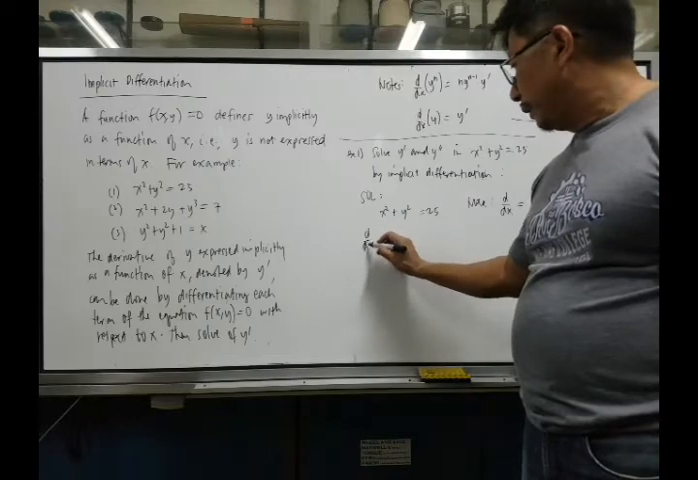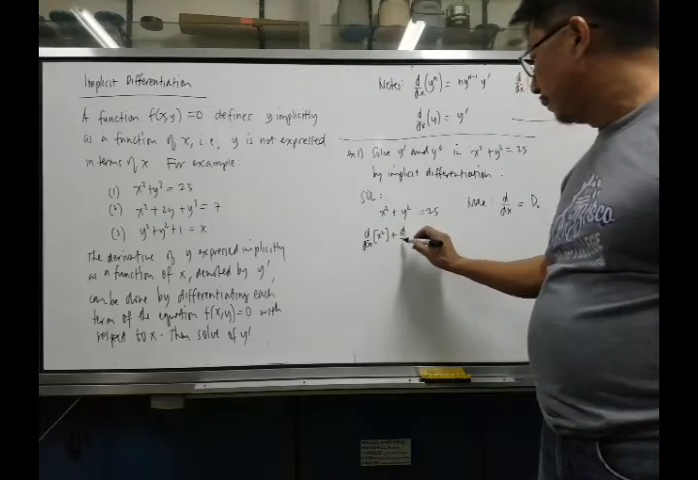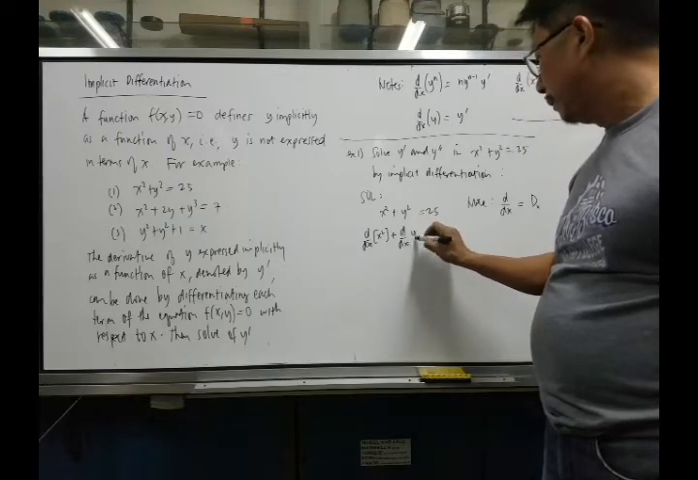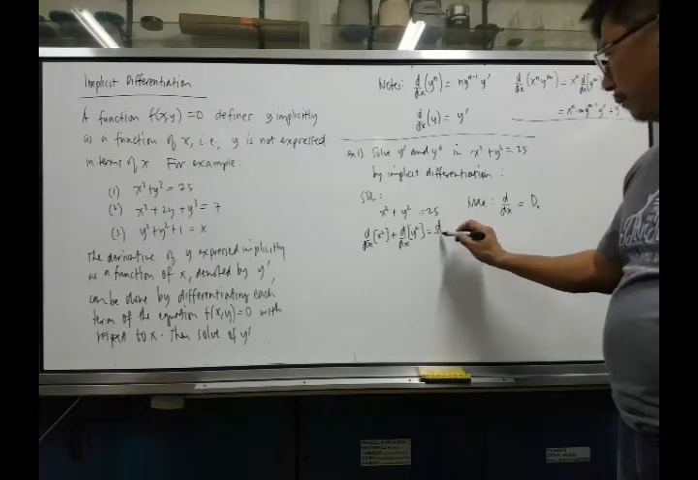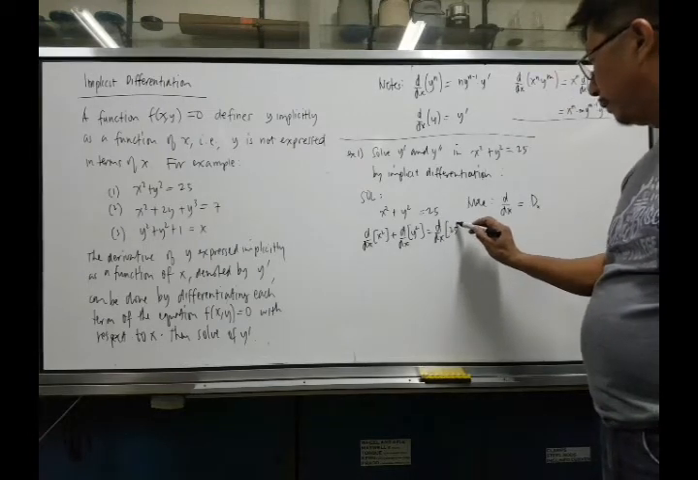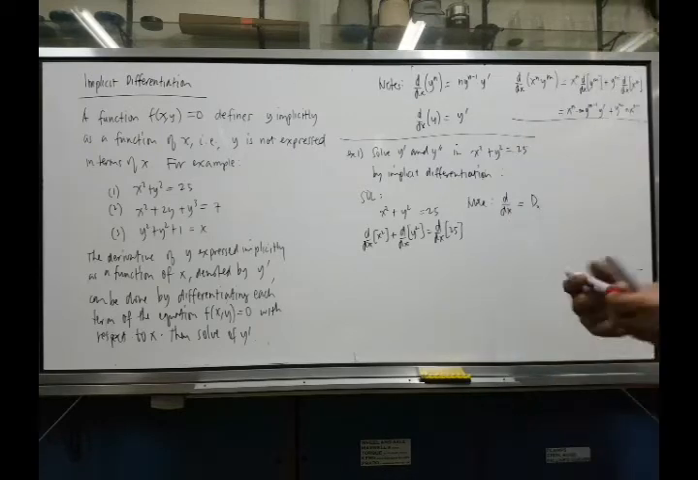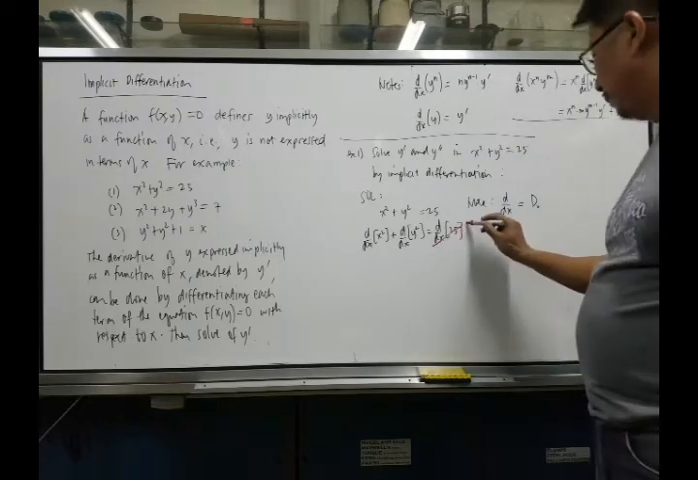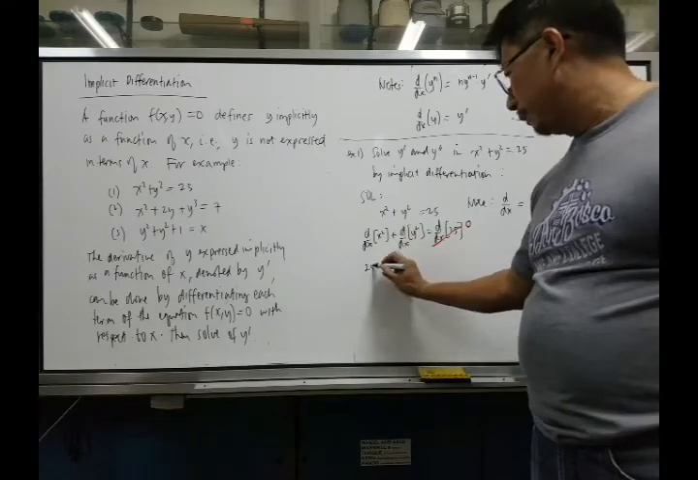So we differentiate x squared plus we differentiate y squared plus we differentiate 25. So we will try to recall our formula. The derivative of a constant is 0. And the left side is just 2x.